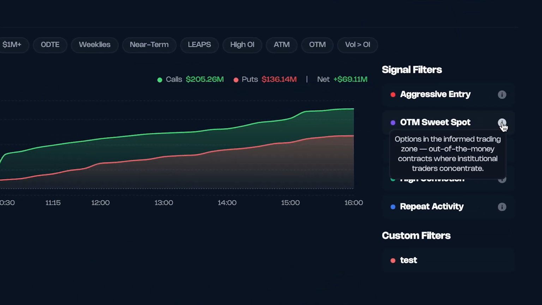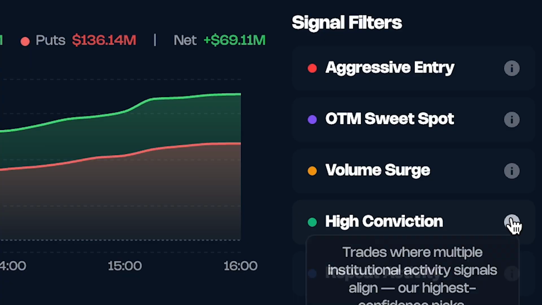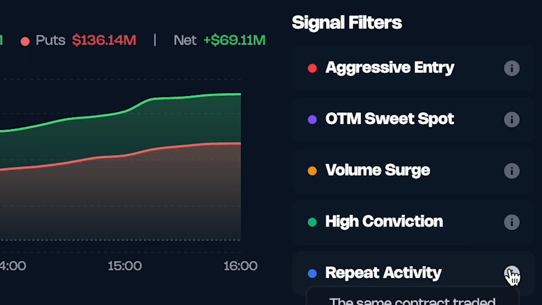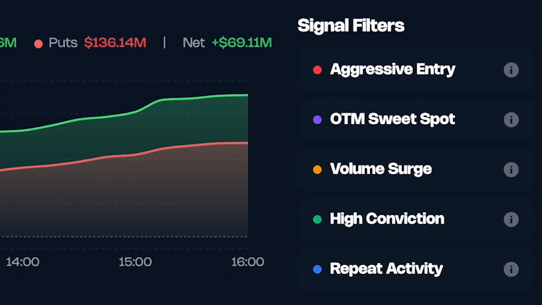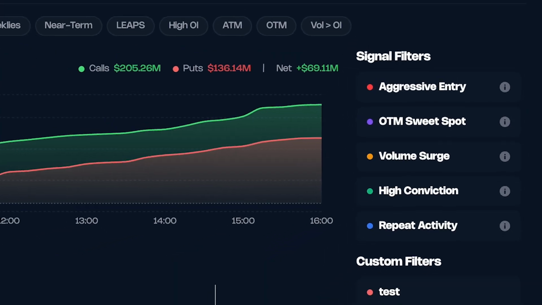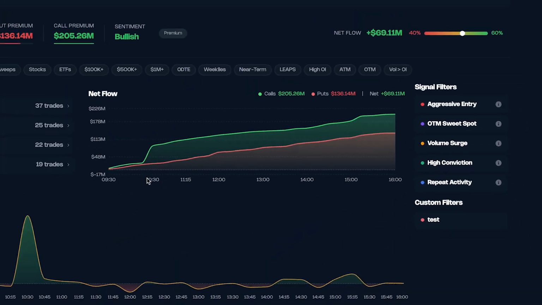We also provide advanced signal filters that automatically identify high-quality setups. These include aggressive entries, OTM sweet spots, volume surges, high conviction trades, or repeat activity. Instead of manually scanning thousands of contracts, our system surfaces the flow that matters most.